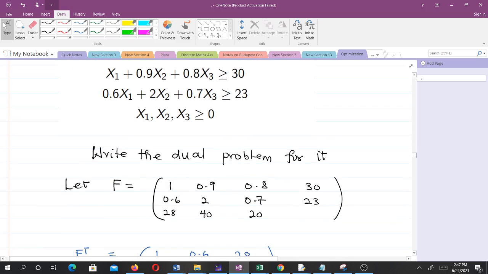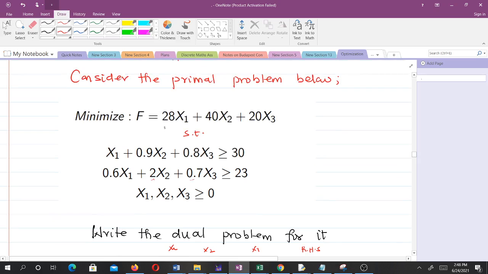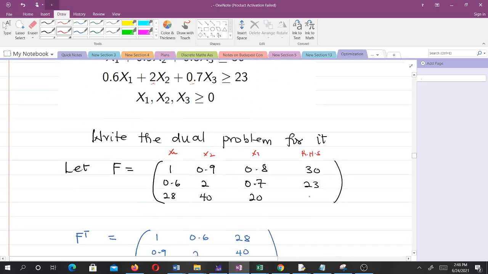You can see that we start with the constraints. We can call these x1, x2, x3 on the left-hand side. The coefficients are 1, 0.9, 0.8 with right-hand side 30, then 0.6, 2, 0.7 with right-hand side 23. Then we come to the objective function, 28, 40, 20. The objective function does not have a right-hand side, that's why this place is empty.